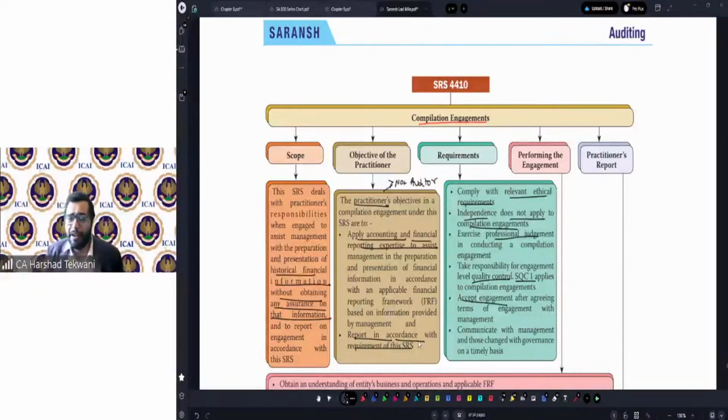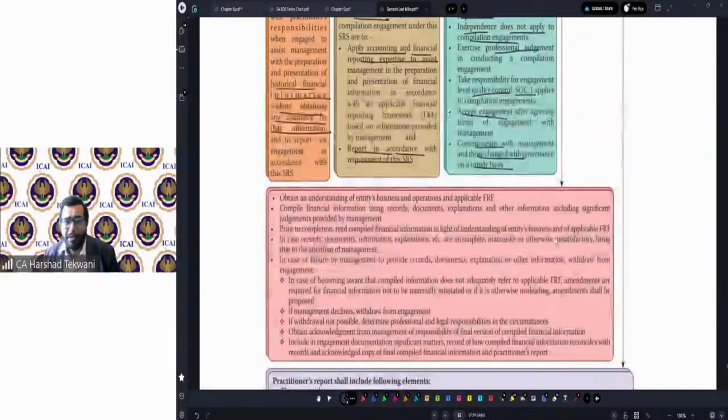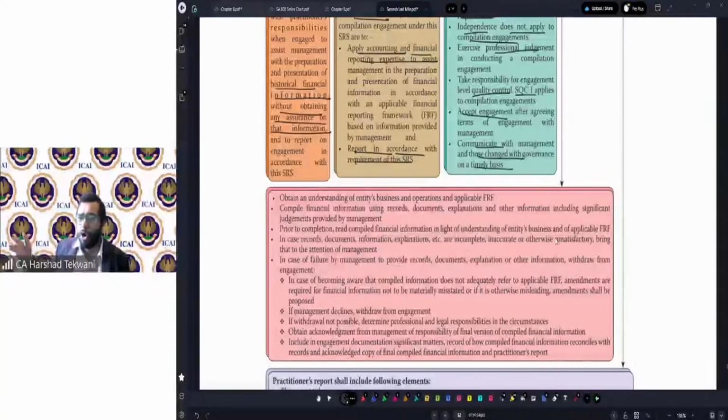So that is something you are required to see over here also. You need to communicate with the management and those charged with governance on a timely basis based on your framework or based on the procedures that you are performing. So these are the basic requirements of the standard. Once you comply with the basic requirements, you move to the next phase of the engagement, that is performing the engagement.